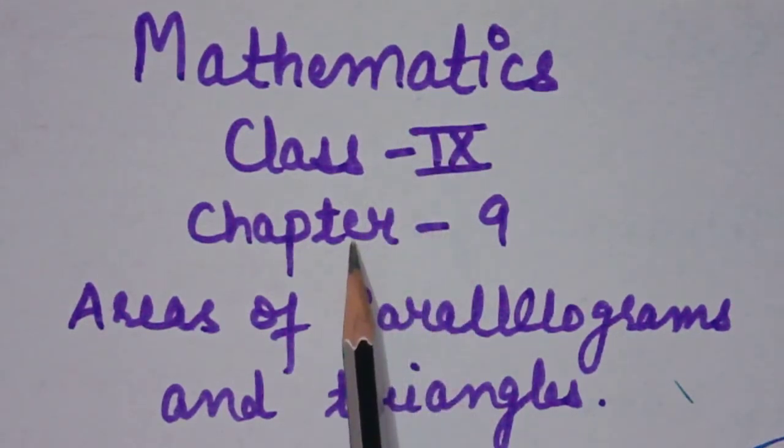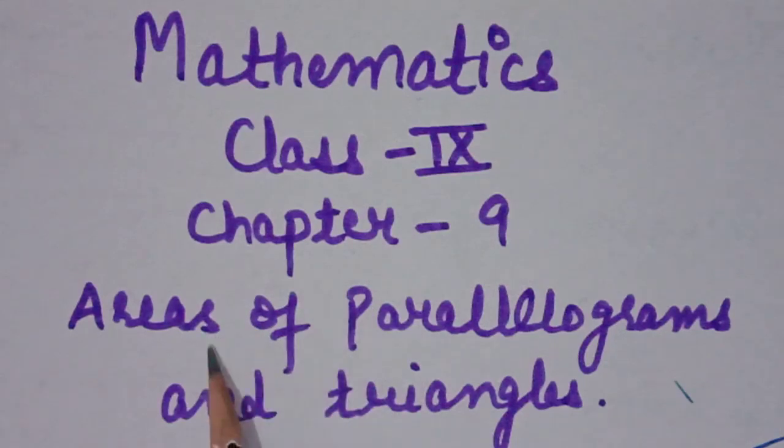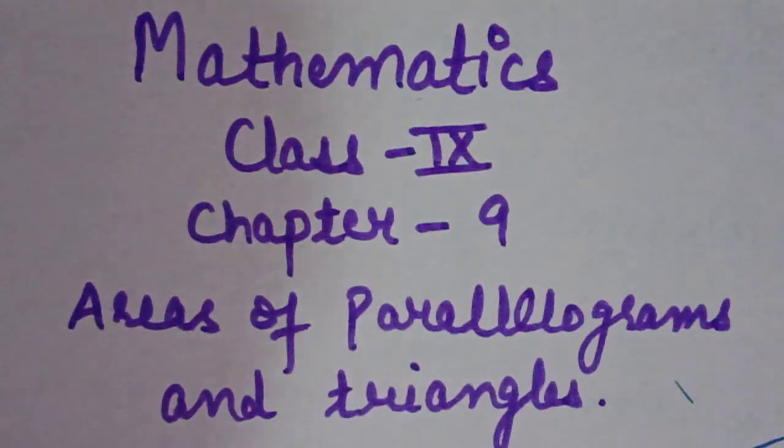Today we are going to start chapter 9, chapter name Areas of Parallelograms and Triangles. So students, this is your 9th chapter in 9th class. In earlier classes, we have learned some formulas for finding the area of different figures such as triangle, rectangle, parallelogram, squares, etc. In this chapter, we will extend the knowledge about these formulas by studying some relationships between the areas of these figures under the conditions when they lie on the same base and between the same parallels.